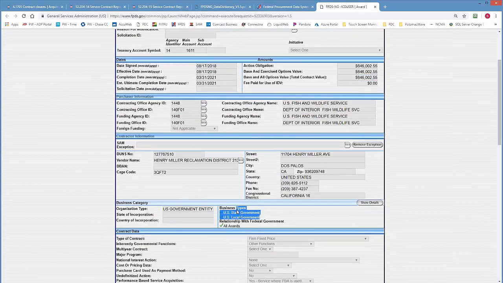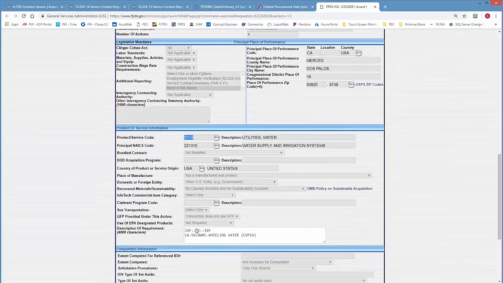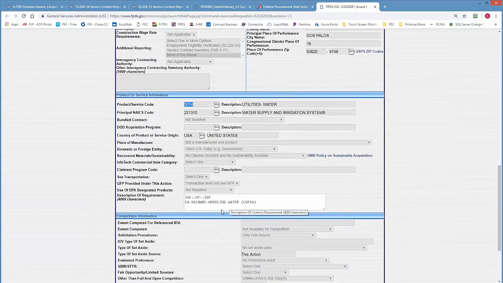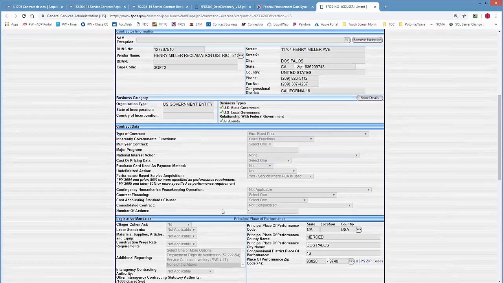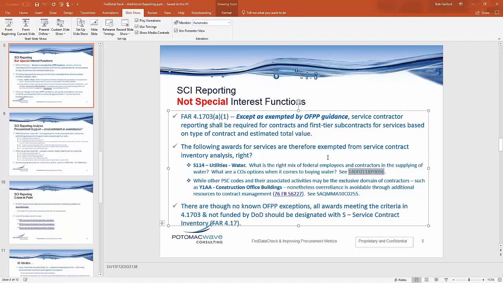The vendor is a state and local government, so this is dealing with another government entity. It is a service PSC code. But is this one where you're getting water? The Department of Interior is getting water from this state or local government. Why isn't that exempted? I don't think it would be, but it's not.